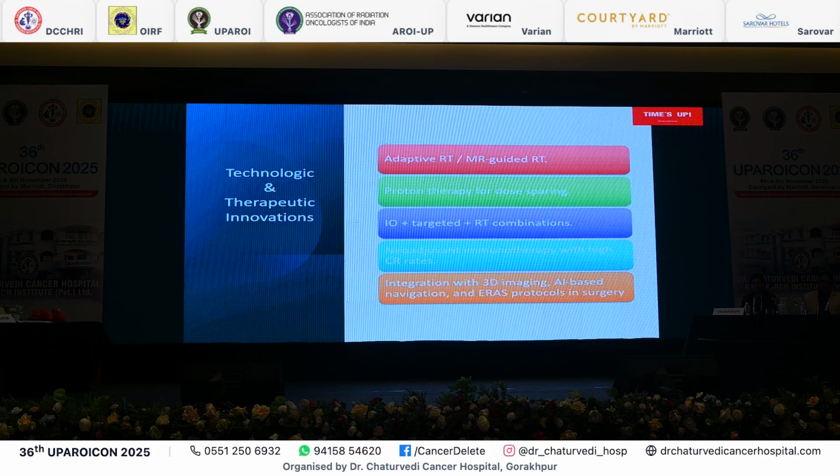Other technological advances: adaptive RT, MRI guided RT, which we already covered. Proton therapy, if we have a re-irradiation case, or if there is a critical structure nearby, we can use proton therapy in those cases. As I said, we can use immunotherapy, we can use targeted therapy and radiotherapy in various combinations. Neoadjuvant immunotherapy with high CR rates. And in case of surgery also, we can integrate 3D imaging, AI-based navigation and ERAS protocols. All this will help in reducing surgical morbidity.